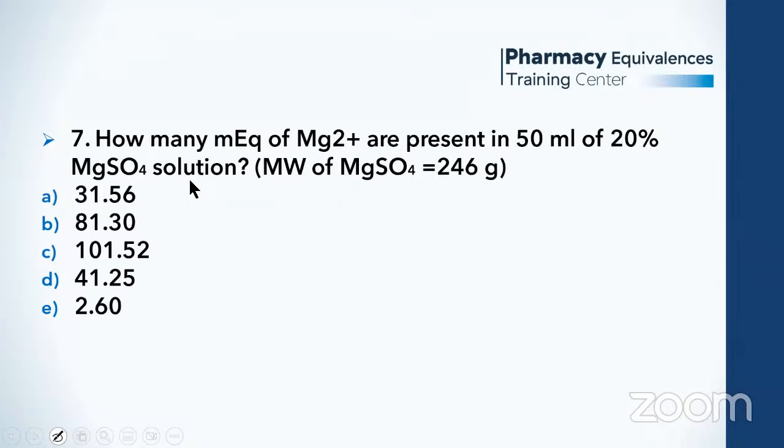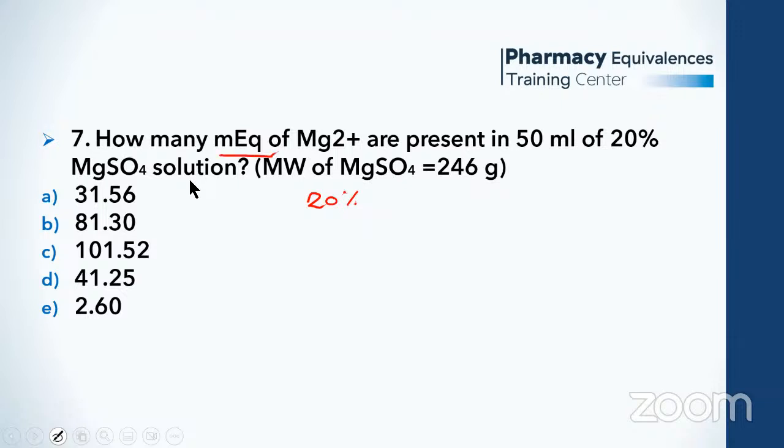One of the questions repeated in the exam is about calculation: how many milliequivalents of magnesium are present in 50 milliliters of 20% magnesium sulfate solution? How can we solve a problem like this? The first step is knowing the meaning of 20%. Translate this meaning. We need to calculate milliequivalents.